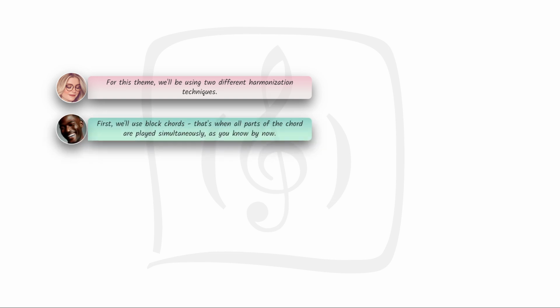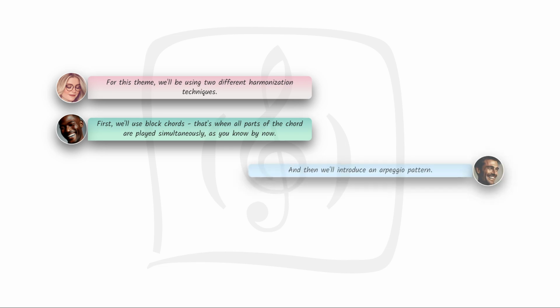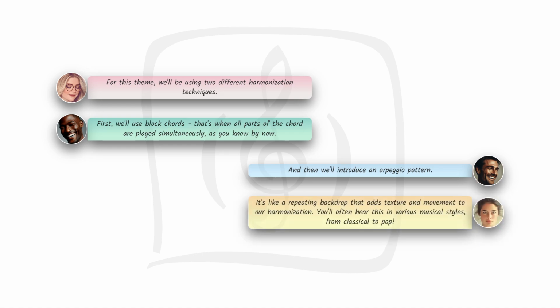First, we'll use block chords. That's when all parts of the chord are played simultaneously, as you know by now. And then we'll introduce an arpeggio pattern. It's like a repeating backdrop that adds texture and movement to our harmonization. You'll often hear this in various musical styles, from classical to pop.